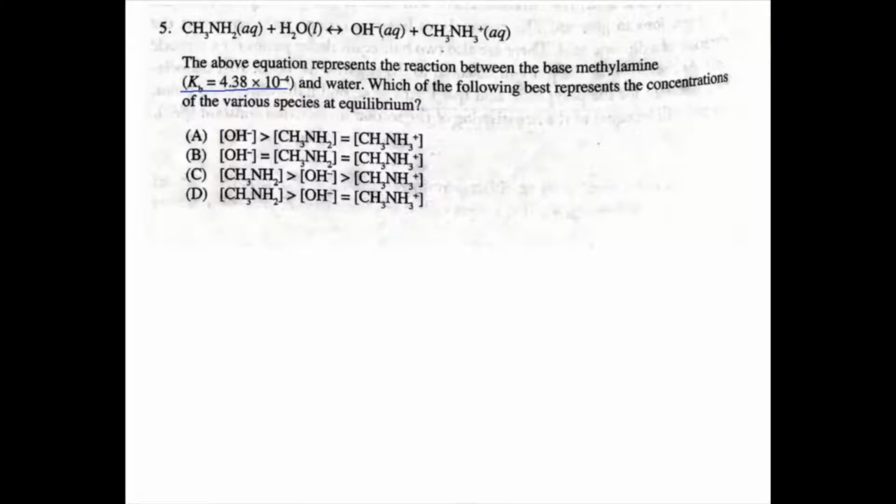If my K were greater than 1, I would have more products. So I automatically know that my concentration of CH3NH2 is going to be greater than that of OH minus and its conjugate acid. So all of the answers, A and B, do not work. Now I've got to consider the difference between C and D. If I change by X, then this is going to increase by X and this is going to increase by X. Since I started with no OH and none of the conjugate acid, that means at your equilibrium, your concentration of OH minus and CH3NH3 plus will be the same. So your answer is D.